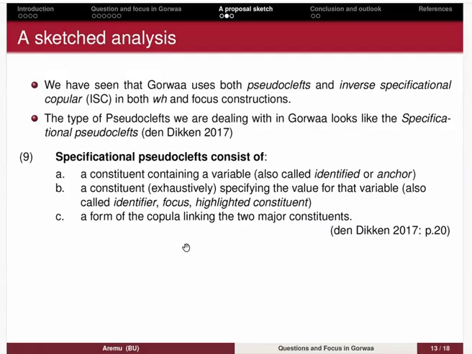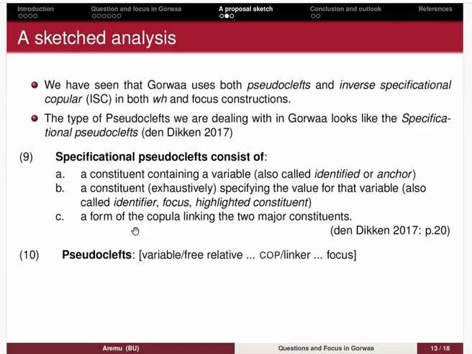So the thing here is a variable, kind of, and in 9b, another property is that there's also a constituent that is exhaustive, or that constituent is specifying the value of that variable, and that constituent can be a focus. And this is what we have in our case, right? So you have the thing Adam ate is beans or is wool, right? And thirdly, there has to be a copula or a linker that links these two major constituents.